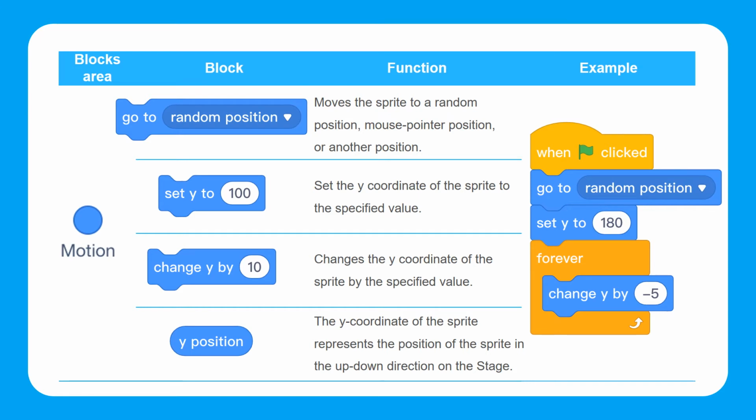This block moves the sprite to a random position, mouse pointer position, or another position. The set y to 100 block sets the y coordinate of the sprite to the specified value. The change y by 10 block changes the y coordinate of the sprite by the specified value. The y coordinate of the sprite represents the position of the sprite in the up-down direction on the stage.